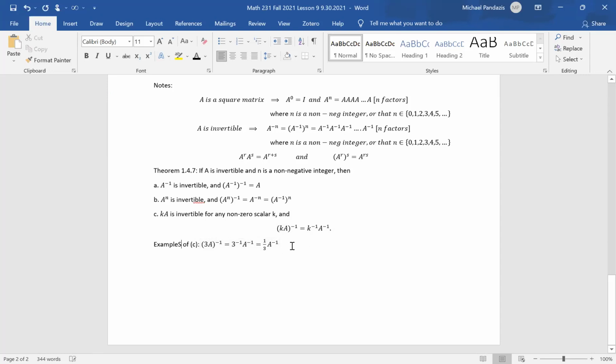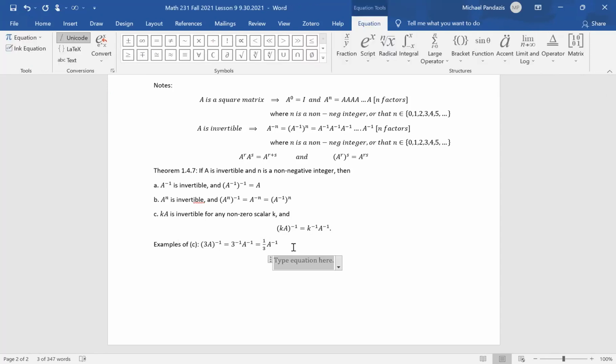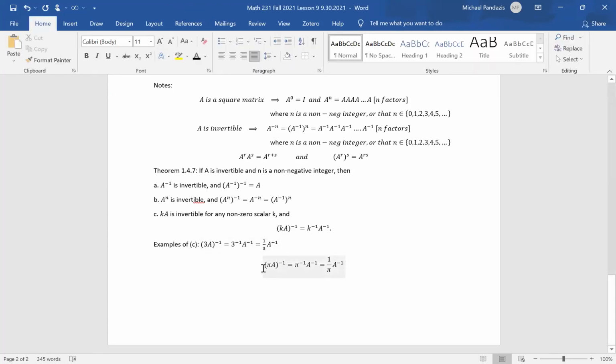Okay, I'm going to write examples. I'm just going to add one more thing, which I think might be confusing. If you were to take, let's say, pi A, you want to know its inverse, the inverse of pi A, well, then that would be the multiplicative inverse of pi times A inverse. The multiplicative inverse of pi, you could just think of it as 1/pi, okay? And then that's times A inverse, right? So the inverse of the matrix pi A is 1/pi times A inverse. And you just do 1 over any real number, basically. That's the idea.